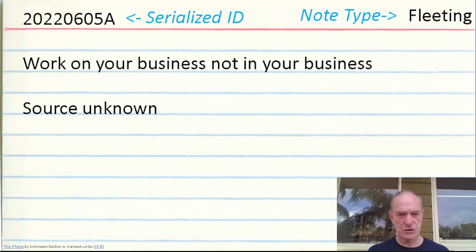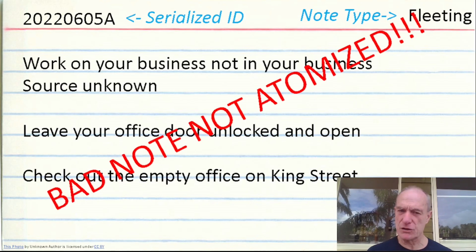Now the first thing we need to do is just remember that these are atomized notes. Each note stands on its own. Let's push this a little bit here and look at a bad note, something that's not atomized. Coming back to the previous one, maybe on the same day: work on your business, not in your business, source unknown. Then I come across another phrase, and it says, leave your office door unlocked and open, which is like a motivational thing about managers. I think, oh, that's great. So I'm going to stick it on the same note. It's no longer atomized. It no longer stands alone. It's no longer a single thought.